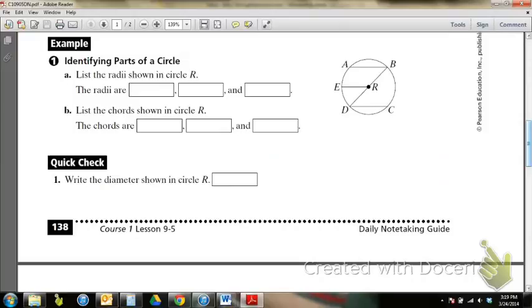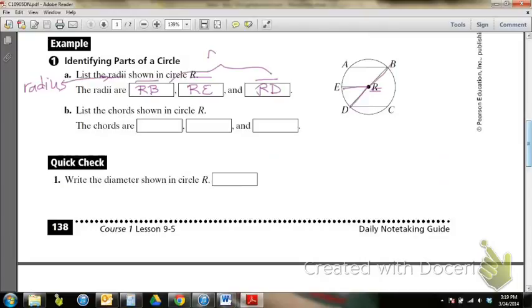Now in the first example, they want us to take a look at this circle and name all of these parts. So list the radii, which is just plural for radius. Just means we're going to have more than one. So list all the radii that you see in circle R. Now we call it circle R because R is the center point. So remember, radius goes from a center to the edge. So RB would be 1. Another one I see is RE. And the last one is RD.